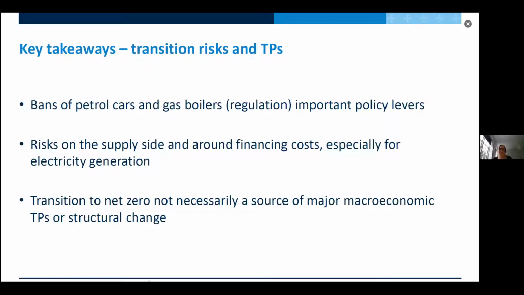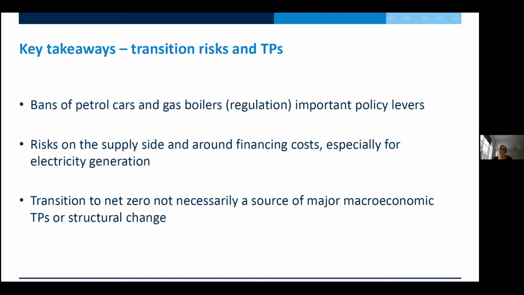So my key takeaways: a large part of the transition involves consumers. In the end, the decision will be taken out of their hands through banning combustion engine vehicles and gas boilers. So a large part of the UK transition relies on regulation and incentives to shift consumers rather than widespread market-based instruments. There could be supply bottlenecks, especially in automotives, supply of heat pumps, and lack of skills.